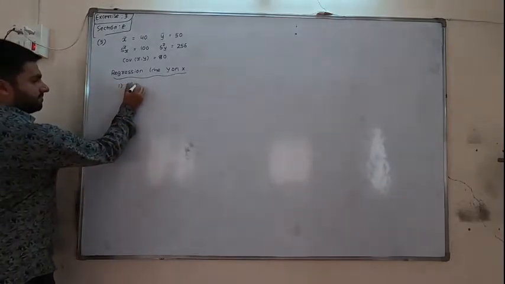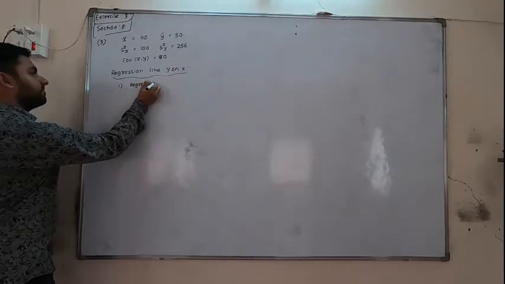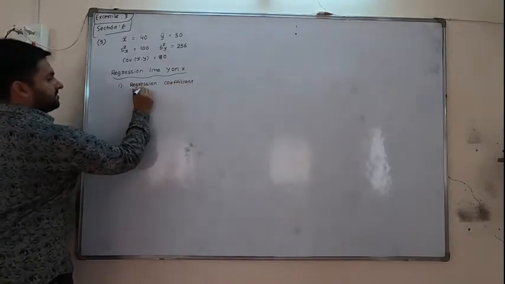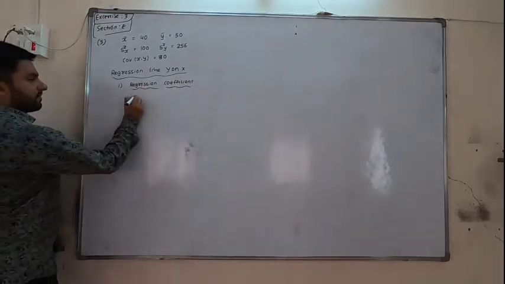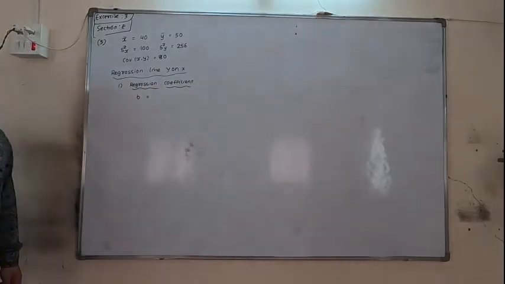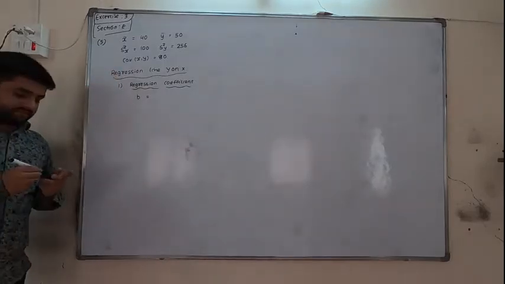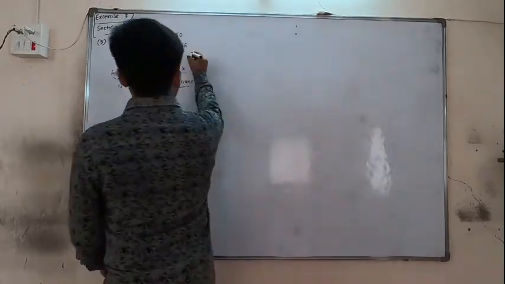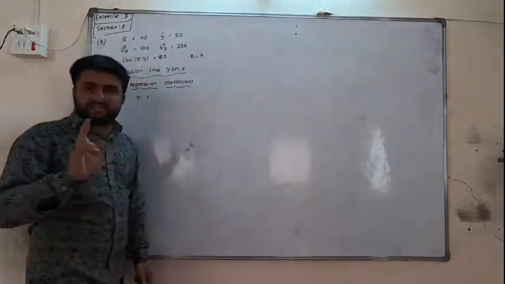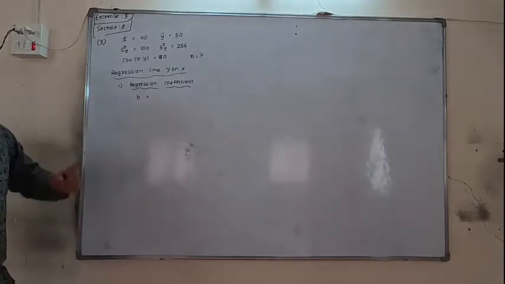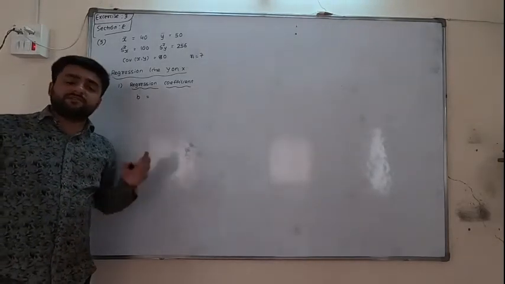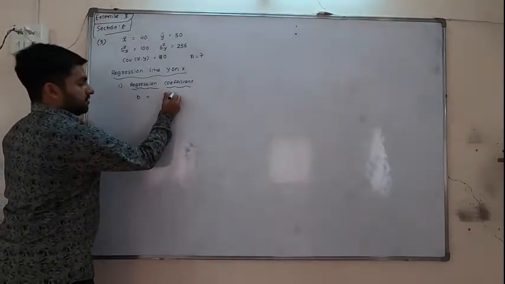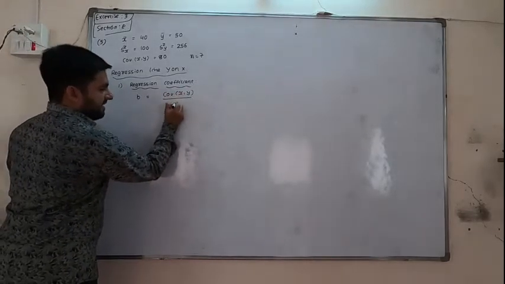First step, regression coefficient b is equal to covariance xy divided by s square x. Covariance is given, so in the denominator n is not required. If we need, n is 7 from the top. So n is not required because covariance is given.